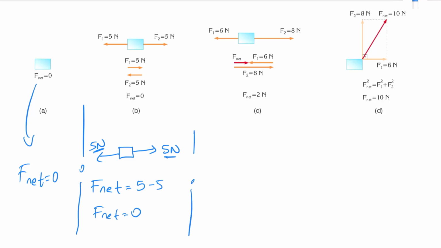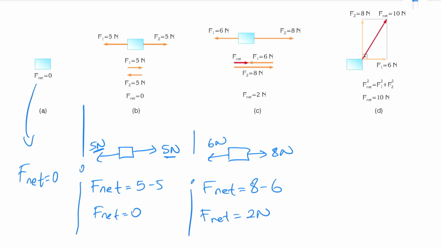In figure C, we have an object again. In the right direction we have an 8 Newton force. In the left direction we have a 6 Newton force. To calculate the net force, we subtract the numbers because they are acting in opposite directions. 8 minus 6, so the net force will be 2 Newton. And in which direction? We can say the right direction.